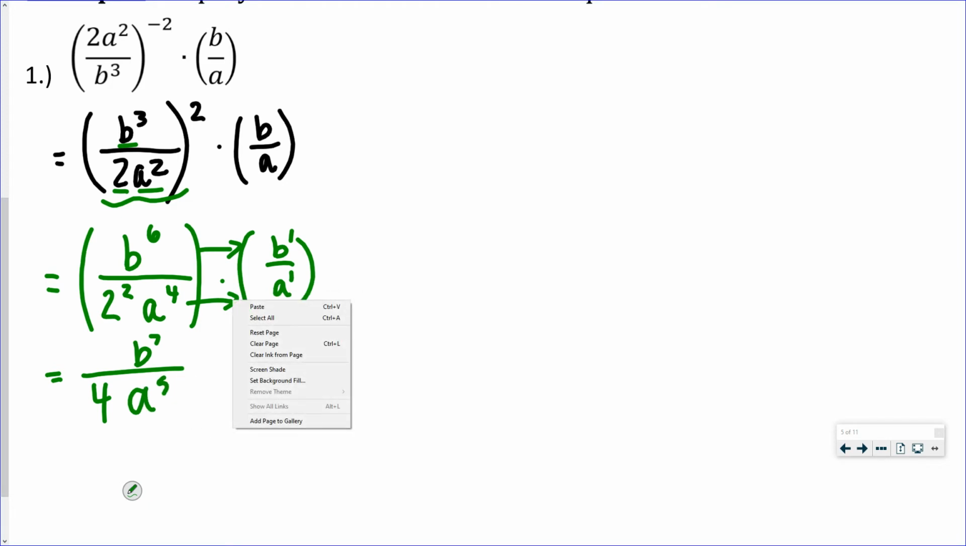Okay, so let's kind of go through my checklist here. Do I have any powers of powers? No. Does each base appear exactly once in my answer? Yeah. A, B, only once. All fractions are in simplest form. I have the fraction 1/4 here, because technically there's a 1. 1/4, that's in simplest form. Do I have any negative exponents? No. So we're done. That's our answer.